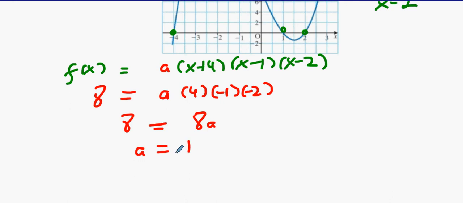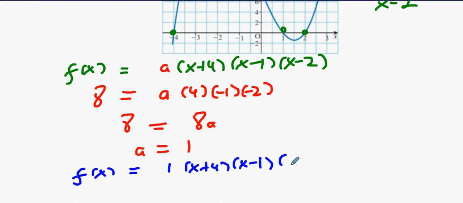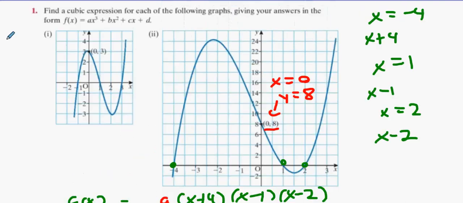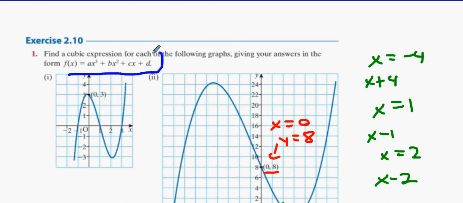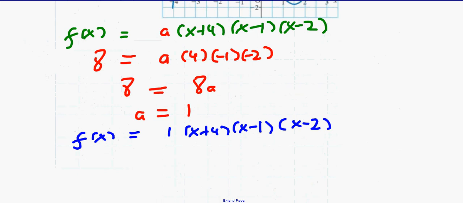Am I entitled to full marks? Why am I not entitled to full marks? Why do I have to multiply it out? It says it wants it in the form ax cubed plus bx squared plus cx plus d. Basically it wants it like this, which means I'm going to have to multiply this out now. So you have to multiply it out to get full marks. Go.